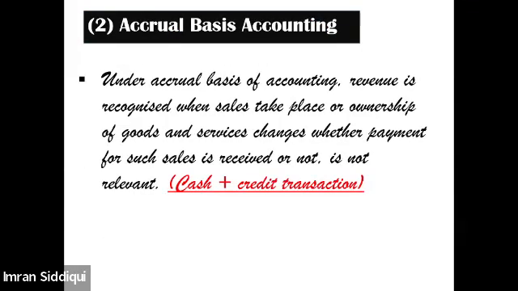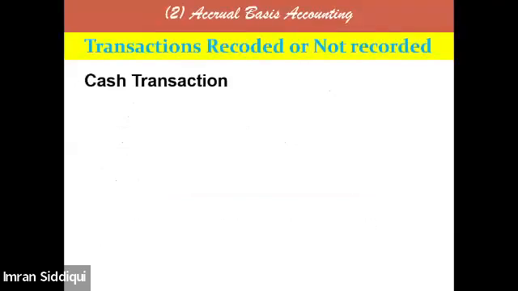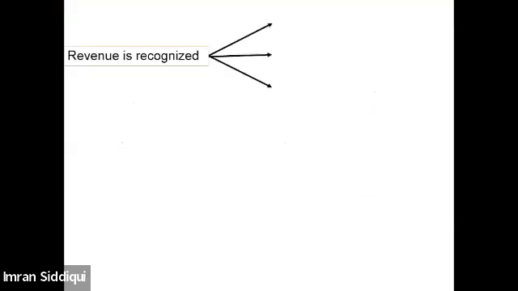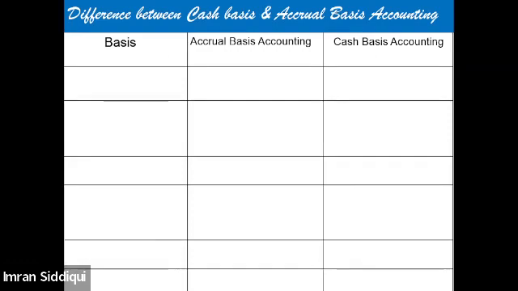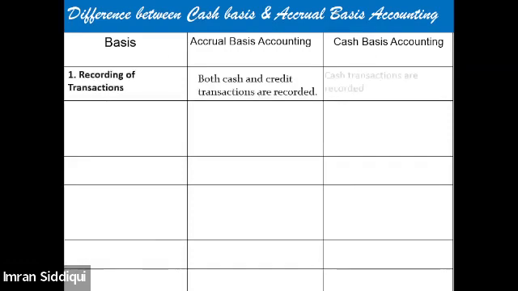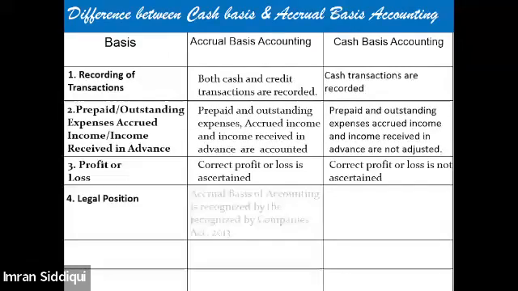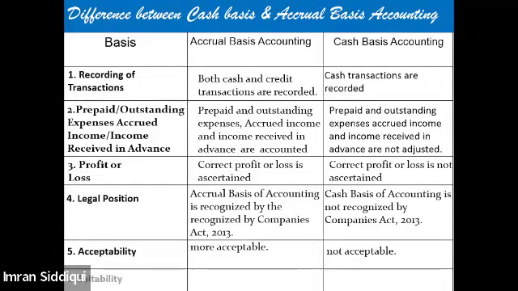Similarly, we also did accrual basis accounting, wherein I told you that both the transactions are recorded, the cash transactions as well as the credit transactions. So all of these are already understood. Then we also understood the difference between cash and accrual basis accounting. I've already explained these things to you. I'm sure that everything is clear.